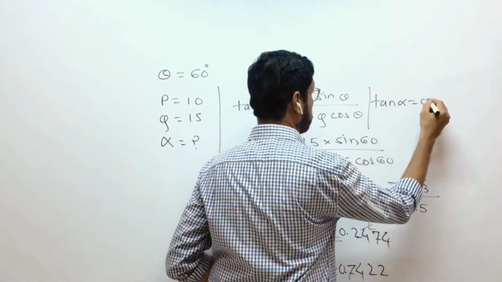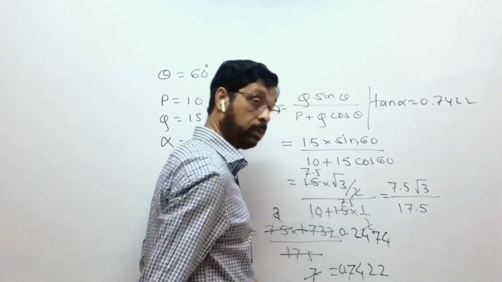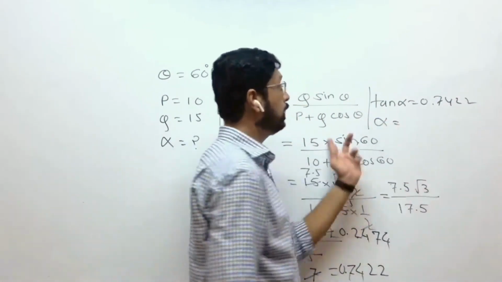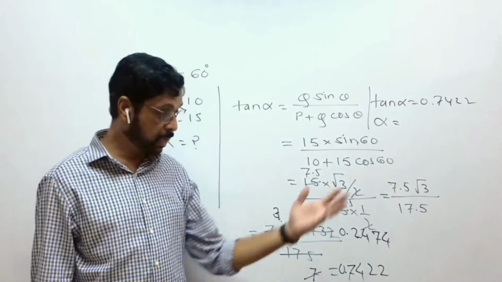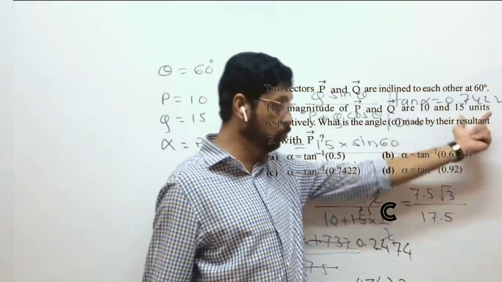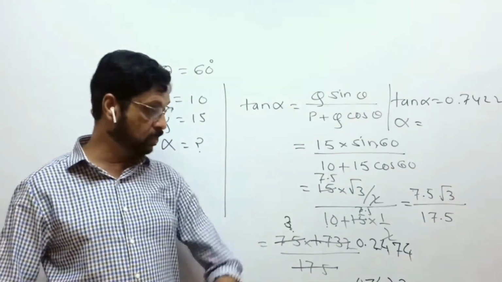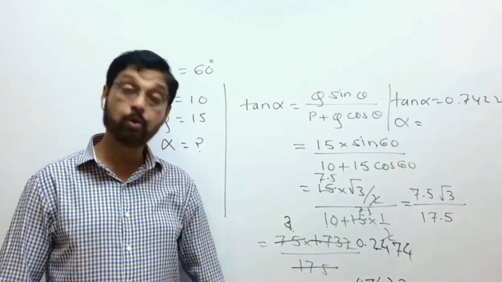So tan alpha is 0.7422. So alpha will be what? Tan inverse of that. Now look in the options for which one is close to this. It is direct, 0.7422. So C is your answer. Alpha is equal to tan inverse 0.7422.